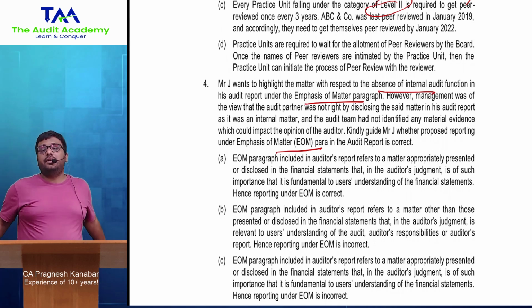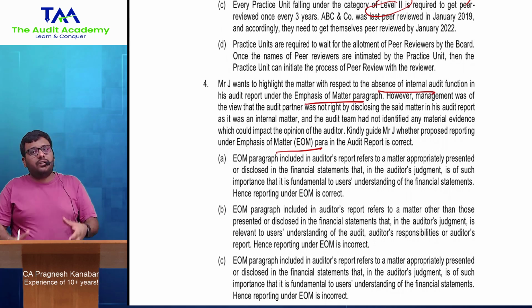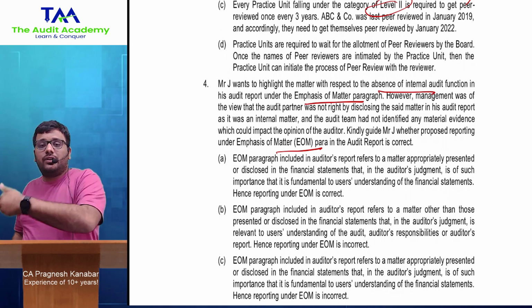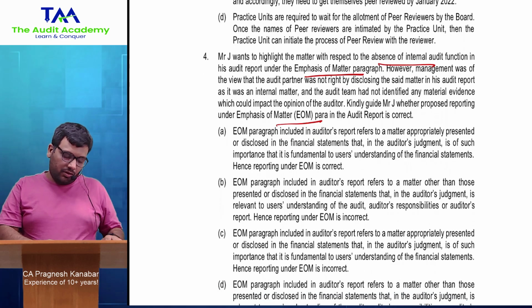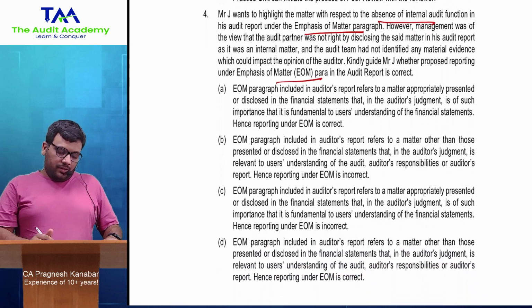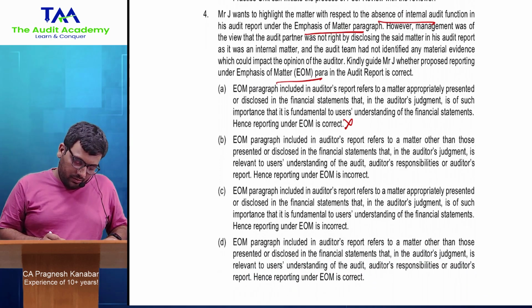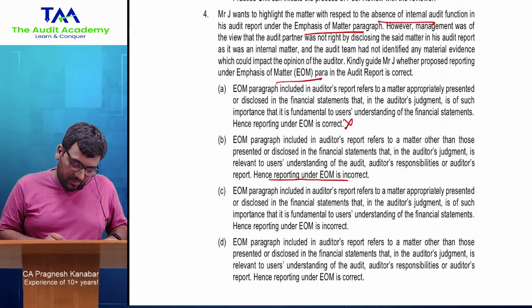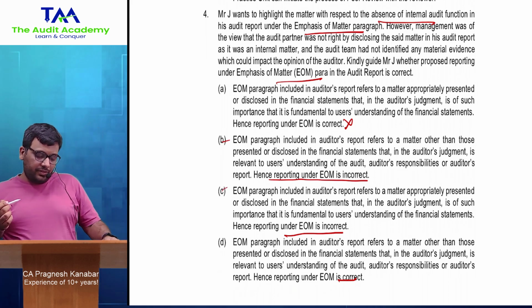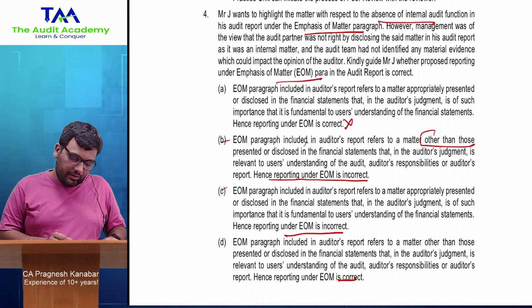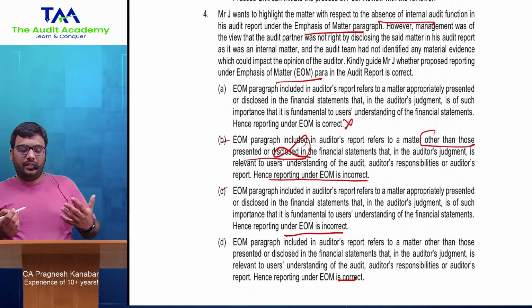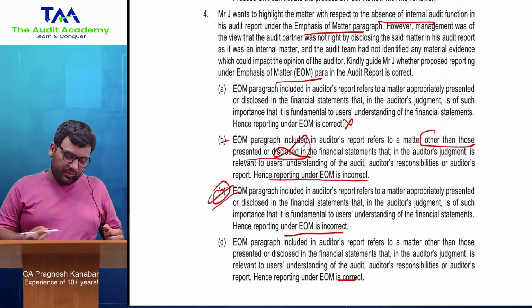Now yes, internal auditor is absent. This is an important matter, but this is not something which is presented or disclosed in the financial statements, so obviously it cannot go into emphasis of matter paragraph. So is reporting under EOM correct? No. Reporting under EOM is incorrect. So I need to boil down from B and C. Emphasis of matter paragraph included in auditor's report refers to a matter other than those presented or disclosed in financial statement. No, the EOM meaning is wrong over here. So obviously it has to be C.